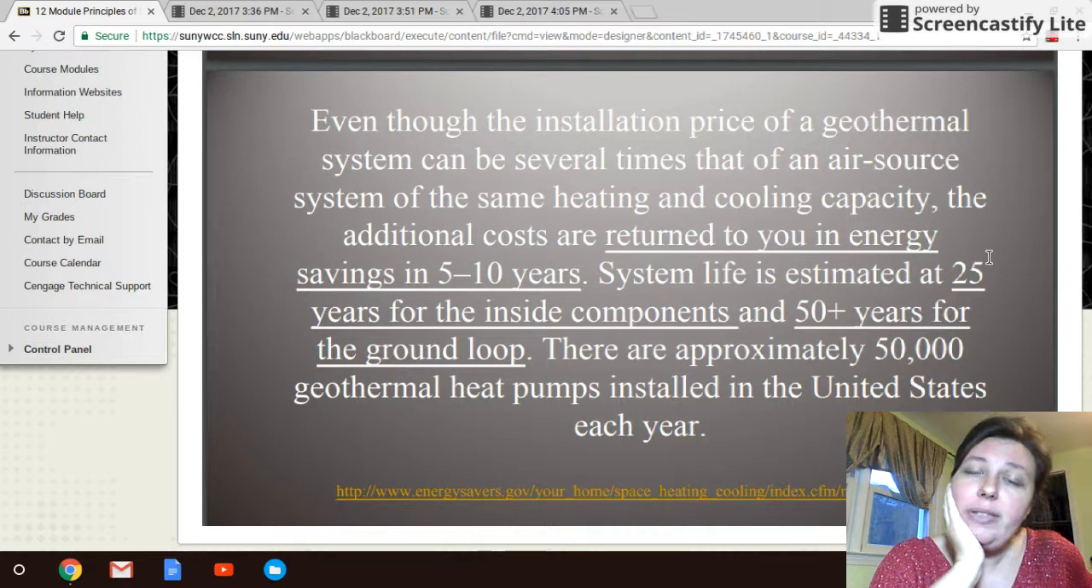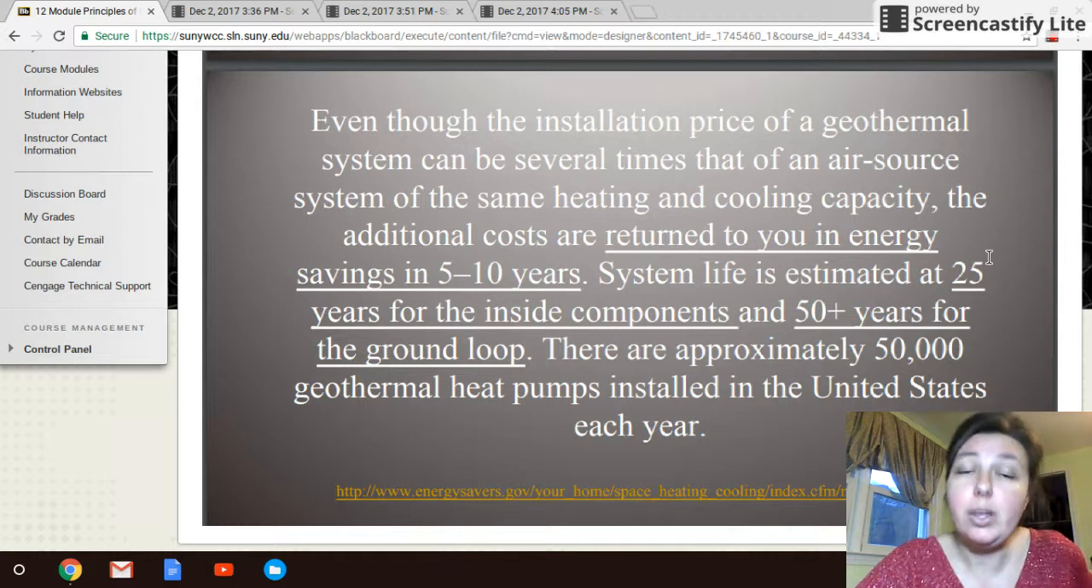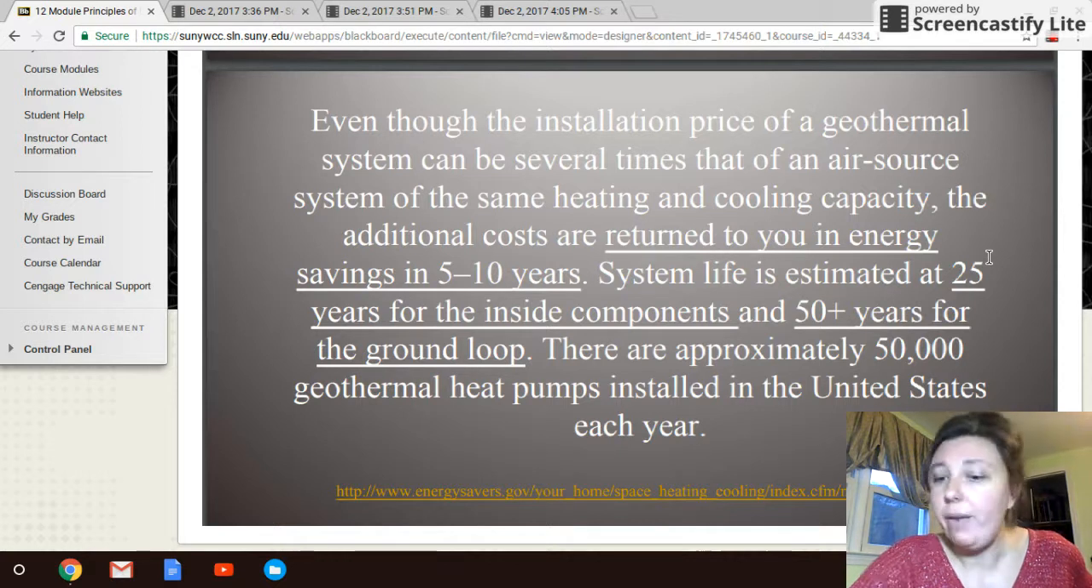There are about 50,000 geothermal heat pump systems being installed around the United States yearly. And so it's something that's picking up jobs. But I will say, once again, East Coast, not big. West Coast, a very big thing. Also, middle near Yellowstone, very big thing. So you've got to be in the right location for these systems to work.